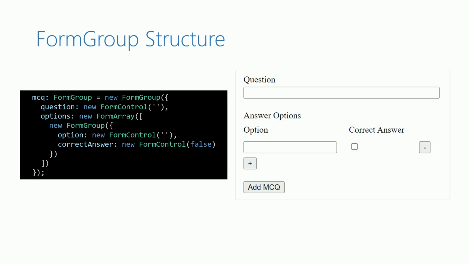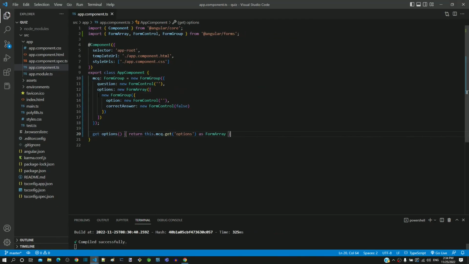When the form is initially displayed, there should be one blank answer option. Hence, we have included a formGroup object in the formArray to represent this blank entry. Hope this explains how the formGroup structure is organized for the multiple choice question form. I have already defined the formGroup in app.component.ts. Then to access the options formArray, I have included the get function.